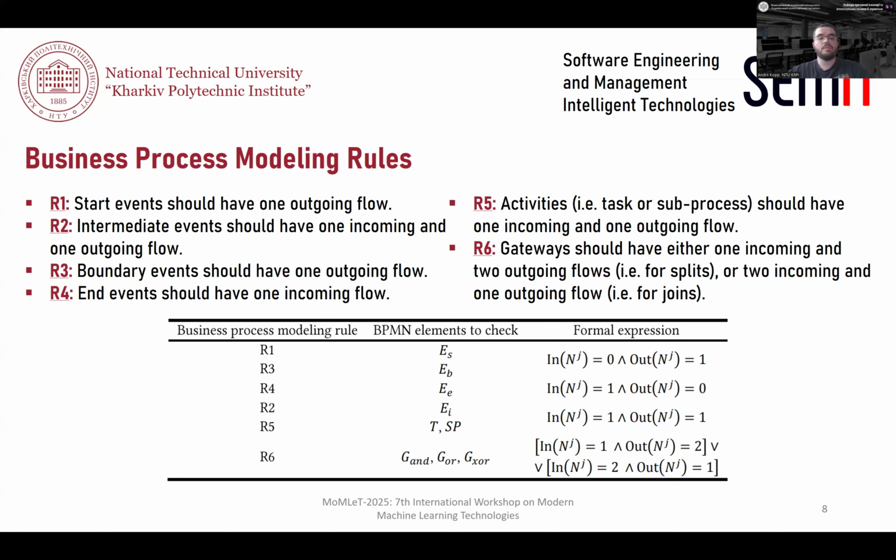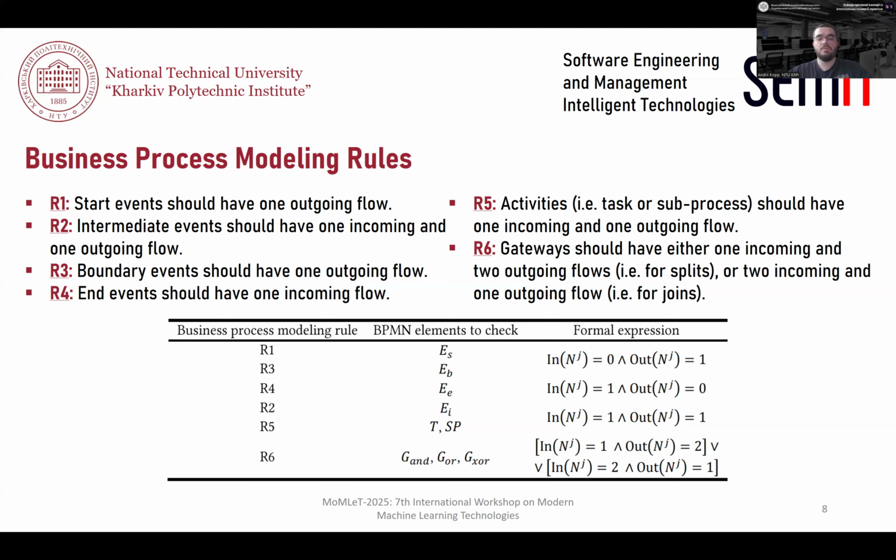Rule number 4 says that end events should have one incoming flow. The fifth rule says that activities, both tasks and sub-processes, should have one incoming and one outgoing flow. And the last but not the least, rule number 6 says that gateways should have either one incoming and two outgoing flows, being split structures, or two incoming and one outgoing flow, being join structures.